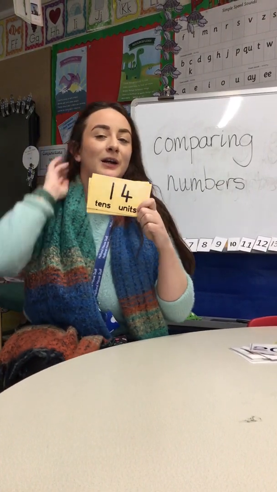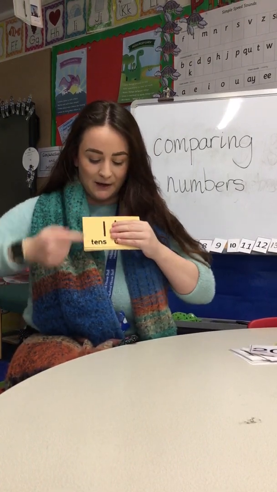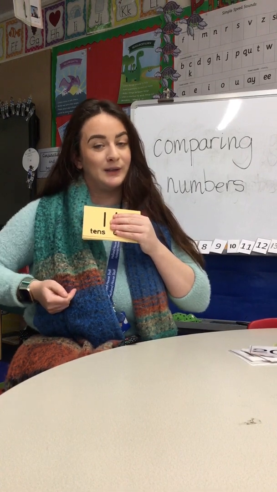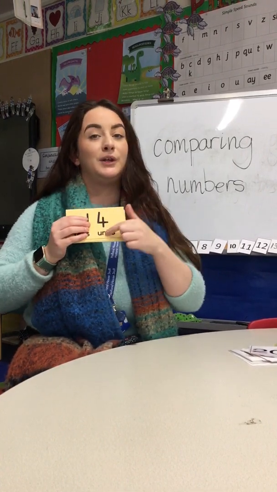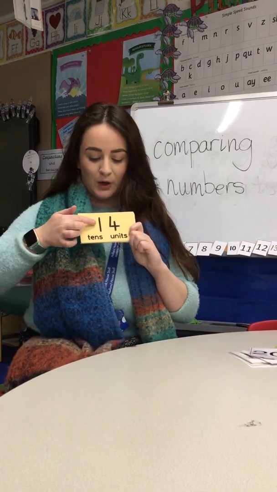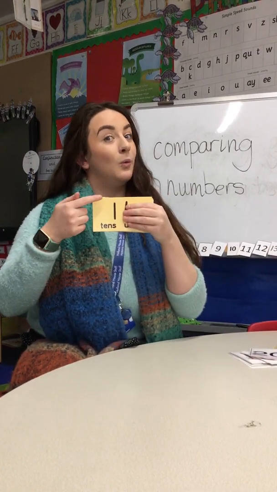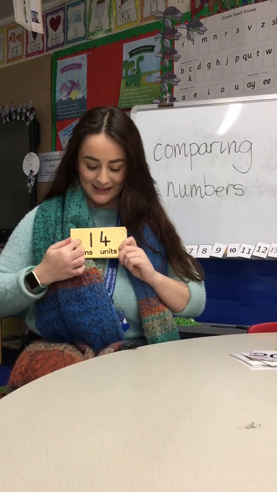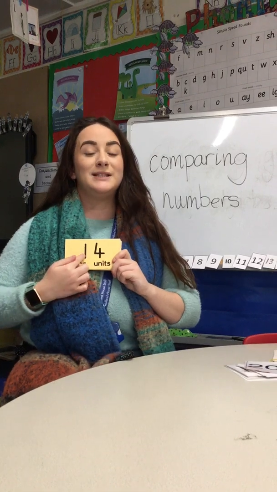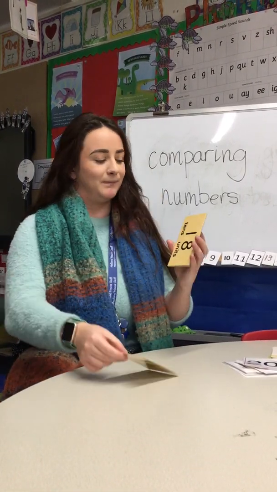Now, if we have a little look at what that means in tens and units, it means that there is 1 10 in 14 and there are 4 units. Let's have another look at that. 14 is made up of 1 10 and 4 units. Let's try that one together. 14 is made up of 1 10 and 4 units. And together, 1 10 and 4 units make the number 14. Let's see if we can have a go at the next one.